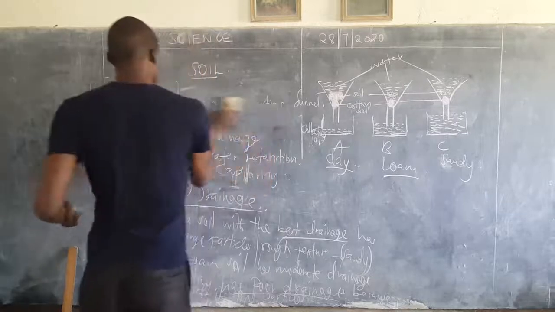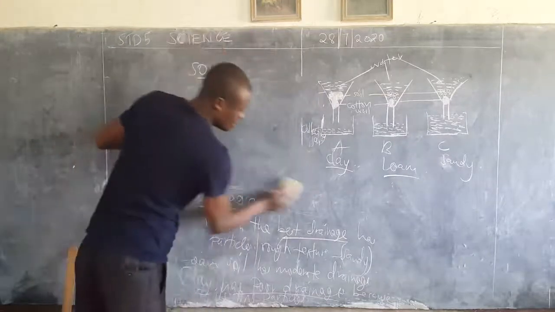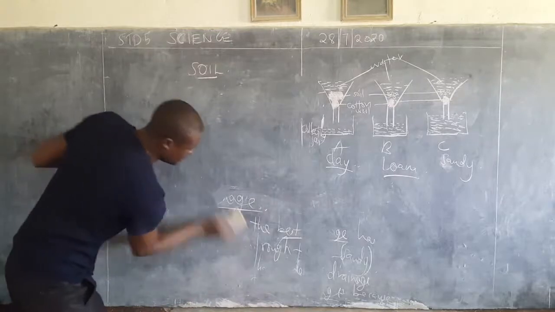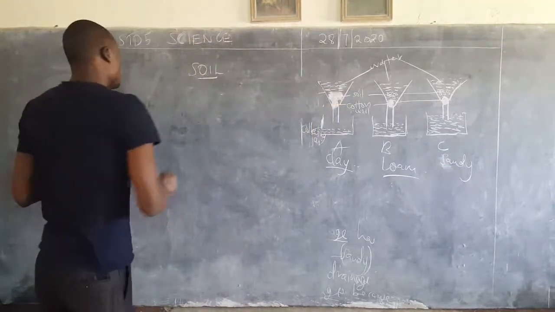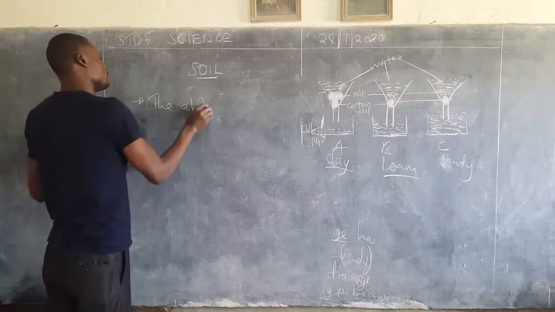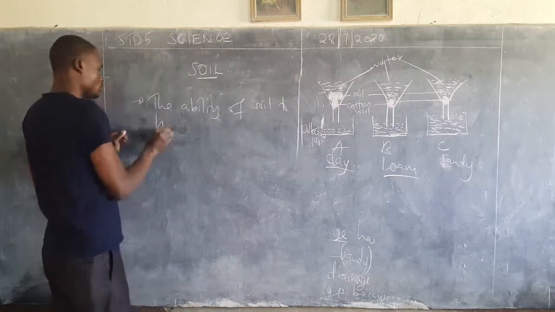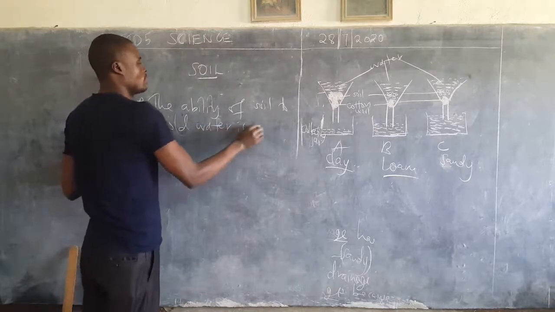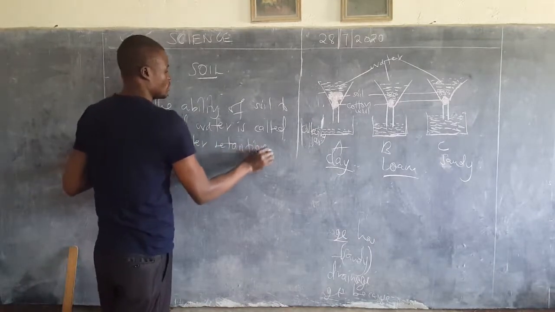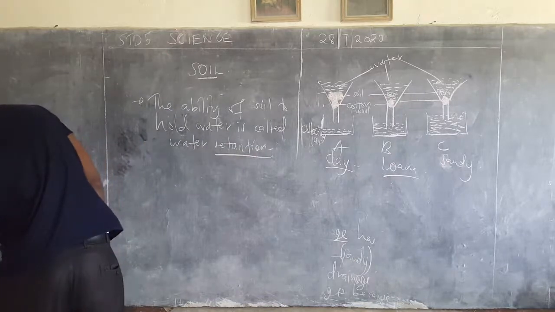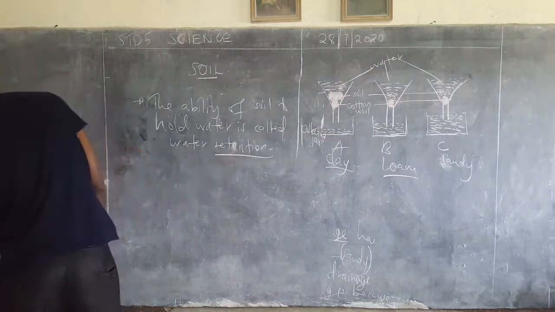The ability of soil to hold water is called water retention. I just mentioned it when I talked of drainage, that when soil holds water for a long time, that's the clay soil. So the ability of soil to hold water is called water retention. Water retention.